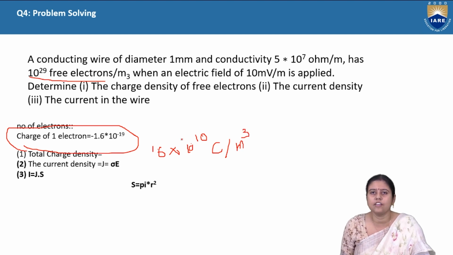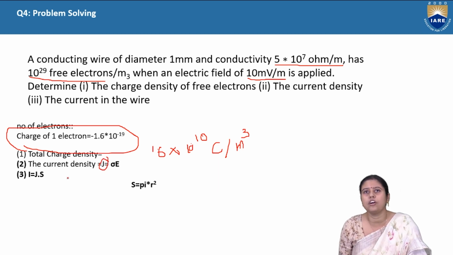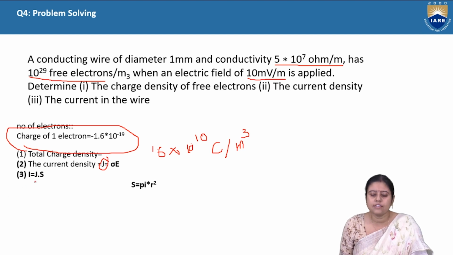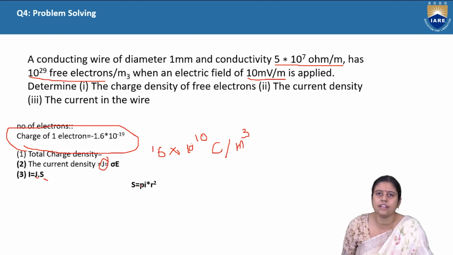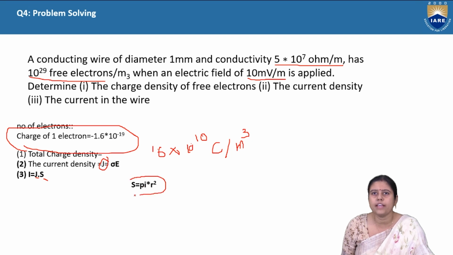Current density J is equal to sigma E. What is sigma? Sigma is equal to 5 into 10 to the power 7 per ohm meter. What is E? E is equal to 10 millivolt per meter. If we put the values, we will get the current density. And what is current? Current I is equal to J into S, where J is the current density and S is the cross-sectional area. S is equal to pi R square. So if we put the values, we will get the calculation.